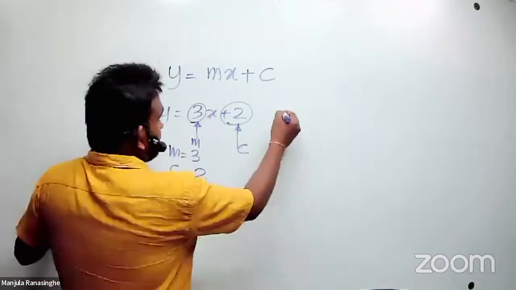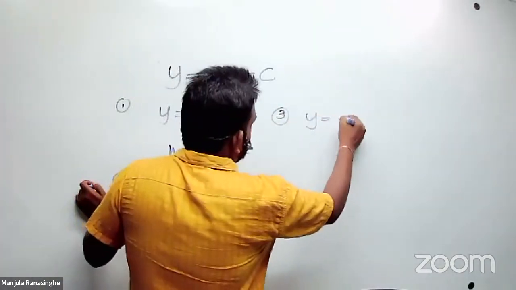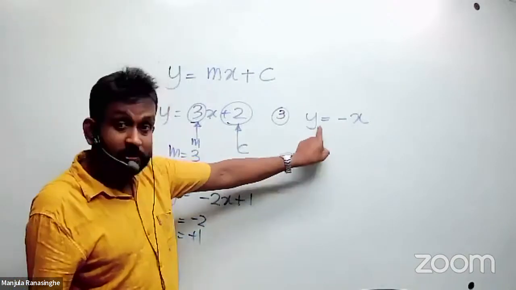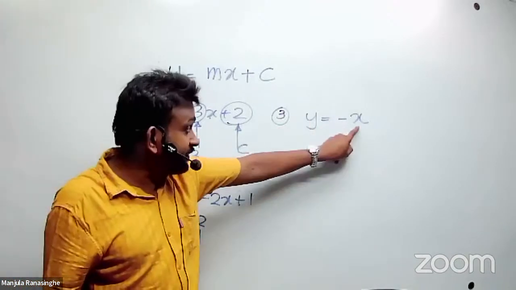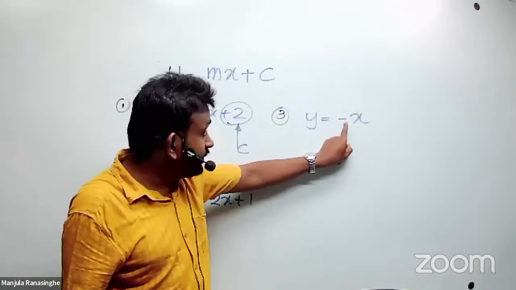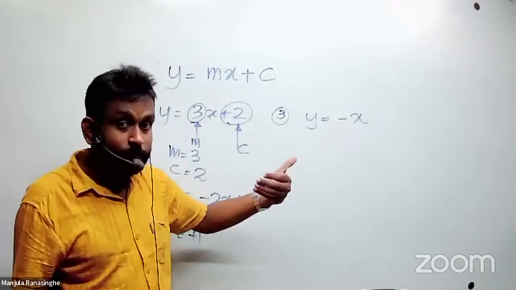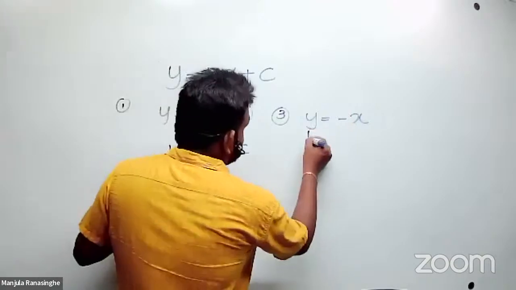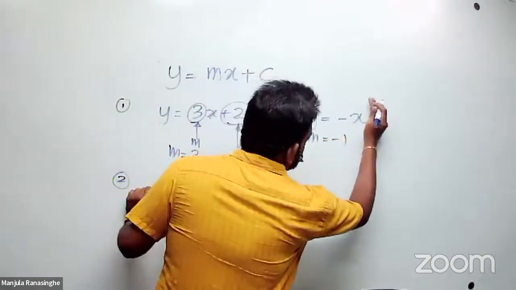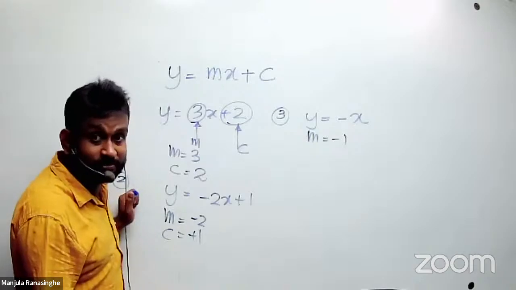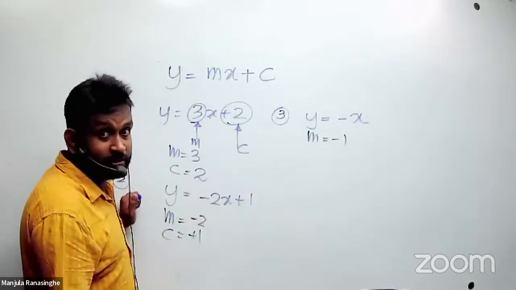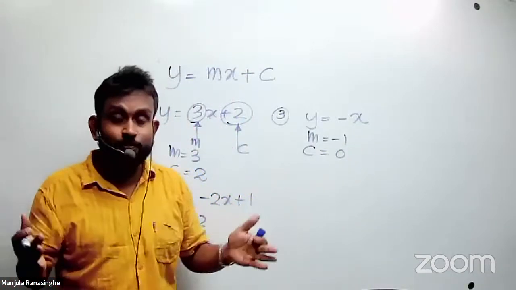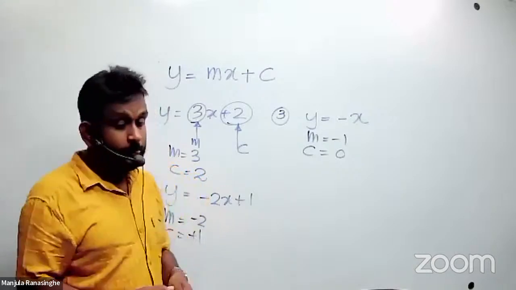Then third one, y equal minus x. So what happened? Y equal is there, no issue. Then the x coefficient is -1. The negative sign is there, but it means here -1 is the coefficient. So gradient is -1, and you cannot see a constant after the x term. That means no constant, zero intercept, so c is 0. Which type of graph is this? This is passing through the origin, right?